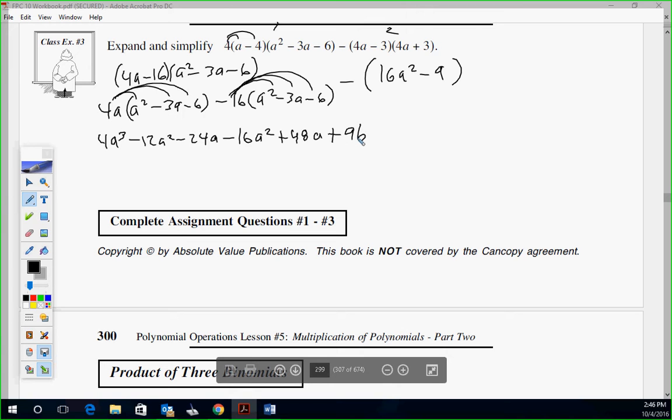All right, so that beauty, we're going to go ahead and find the like terms and put it together, and then we'll worry about the stuff on the right last. There is only one 4a cubed, so that one's done. I have a 12a squared and a 16a squared. They're both negative. That's a negative 28a squared. I have a negative 24 and a positive 48, so that's a positive 24. And then I have plus 96. Subtract the group here, so I'm going to go and distribute the negative.